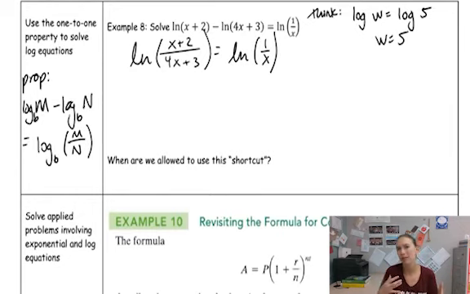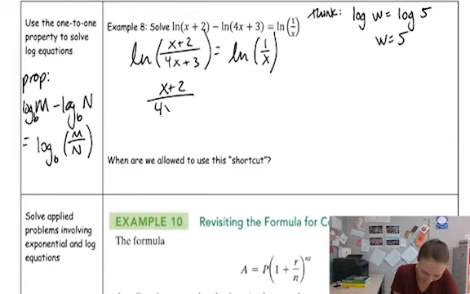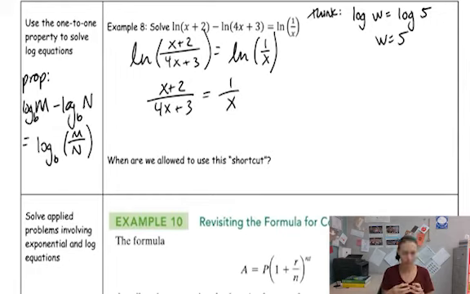They disappear. I don't care about them anymore. They're already equal. I just need the arguments to be equal. So I'm going to drop the ln's, the natural logs, and rewrite it as just the arguments being equal to each other.